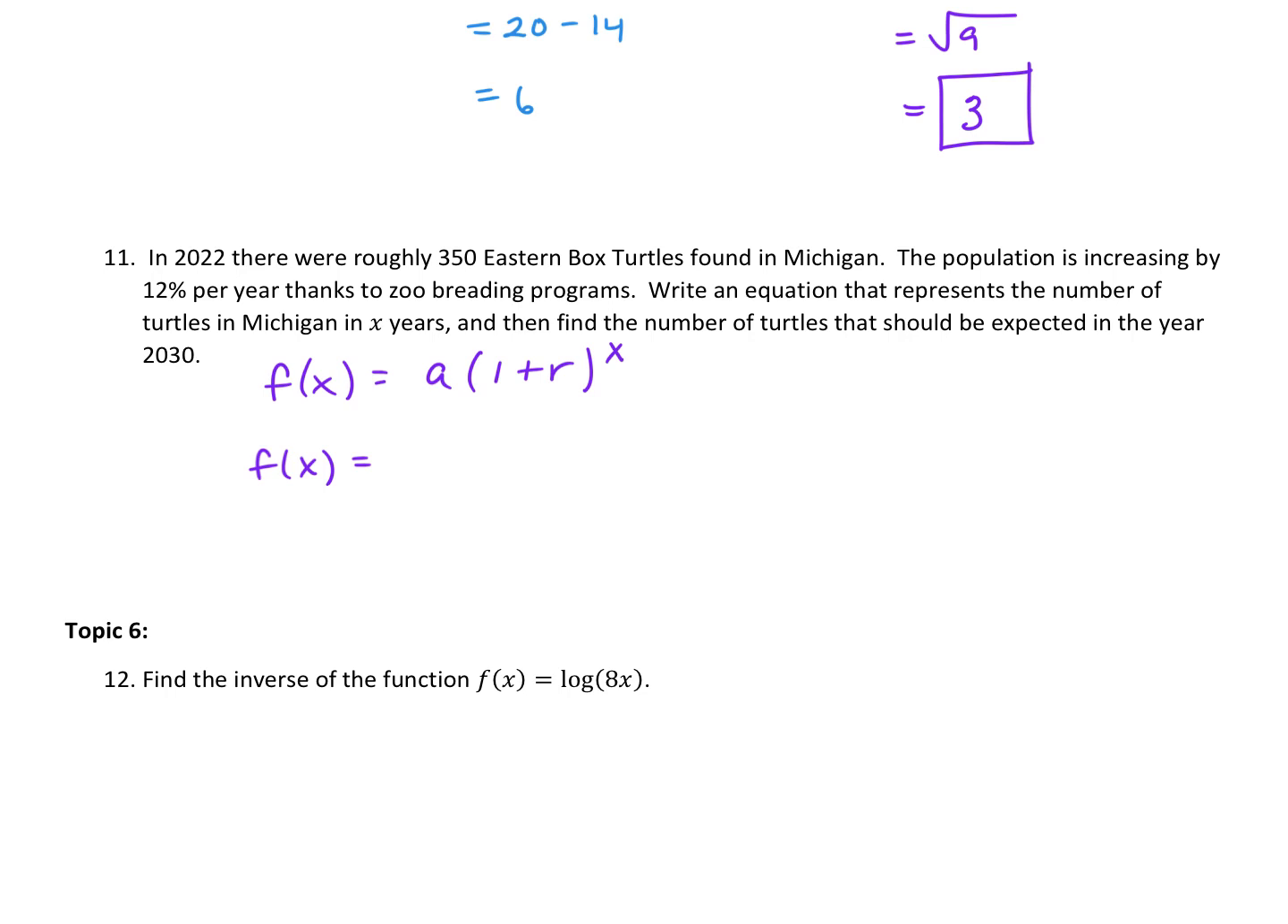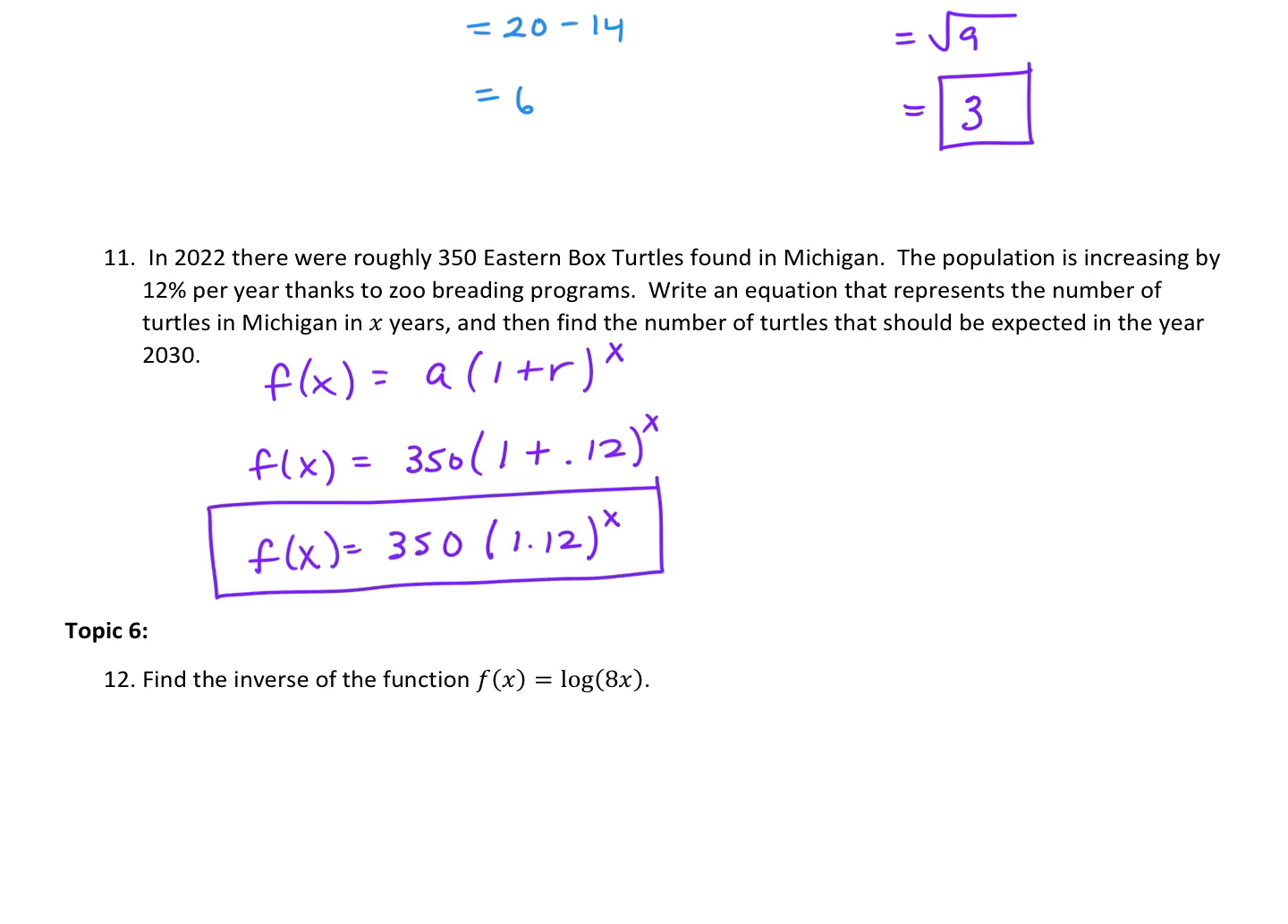So f of x equals 350 times 1 plus, now that r is that percent that we're increasing by, so 12%, but we do have to turn this into a decimal. So instead of 12%, we're going to say 0.12 raised to the x power. All right, so our function, f of x equals 350, we're just simplifying, 1 plus 0.12 is 1.12 to the power of x. So there's the first thing we're looking for. It says, write an equation that represents the number of turtles in Michigan in X years. Now we're going to use this to find the number of turtles that should be expected in the year 2030.